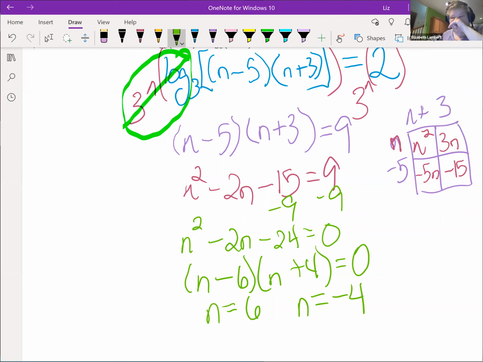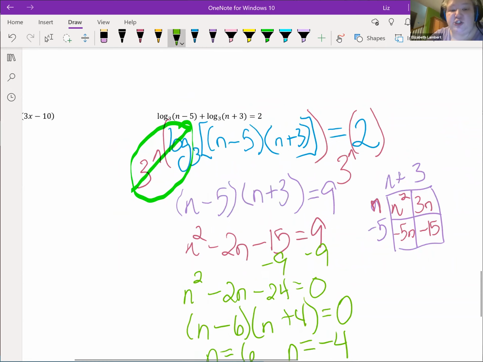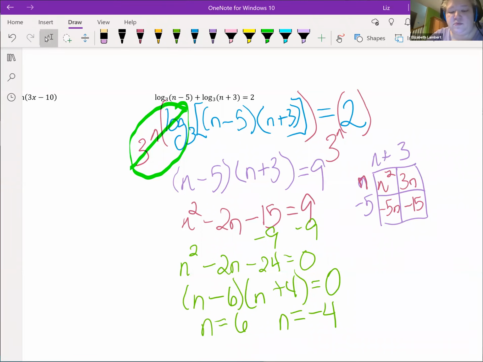Now we have to check these. If the negative only fails in one of the logs, that is still enough to throw it out of the equation. The other catch, you have to check it in the original equation. So even the one I wrote in blue here where I compressed the logs together, that is not the original. It is whether those numbers fail in the original, what I typed.